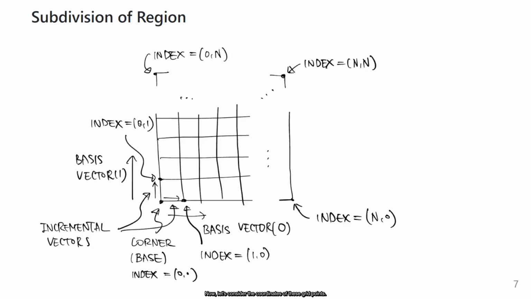Now, let's consider the coordinates of these grid points. For this, we'll need the basis method we mentioned earlier. The basis method returns a list of basis vectors and will move the base point by a certain amount in the direction of each basis vector to obtain the grid points. Remember that the base vectors are assumed to be unit vectors, so their length must be reduced by 1/n of the total length.